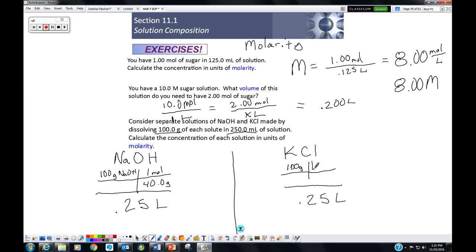100 grams, 1 mole over, I think this one is 74.6. Now, again, when you're doing these calculations, there's no sense in solving for the formula mass, solving for the moles and then putting it in. Just do it all at once when you plug it in. So what's the molarity we get for sodium hydroxide?